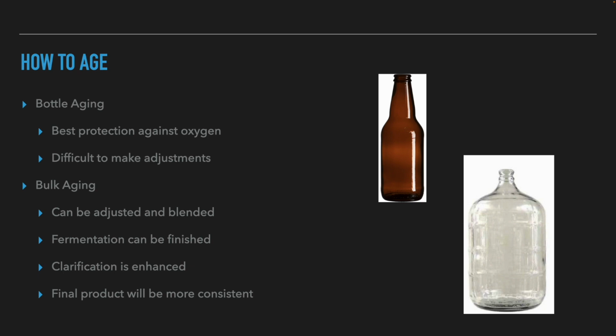The second method is to age the whole batch together. With this method, the cider maker can fix the balance of the cider easily after aging. Fermentation can end, the cider can become clearer, and the final product will be much more consistent from bottle to bottle. Aging can be done either in inert containers, such as stainless steel or glass, or in containers that allow the passing of oxygen, which are mainly from wood.